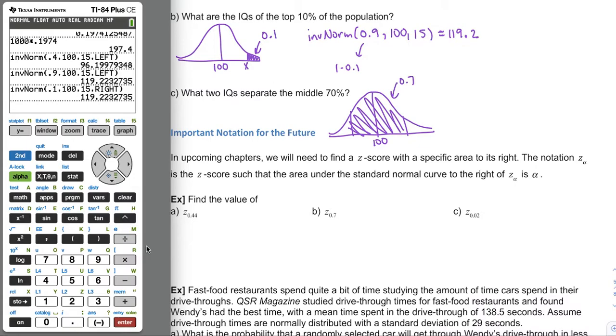Okay, so if I've shaded an area of 0.7, that means I have not shaded an area of 0.3. That 0.3 is now divided into two tails of the curve. So if I divide that by 2, I get 0.15. So that is already telling me that the area in this tail here is 0.15. So to find this first x value, I know the area to the left is 0.15. So let me write this over here: inverse normal, area to the left, mean, standard deviation. And we'll go to the calculator in a second.